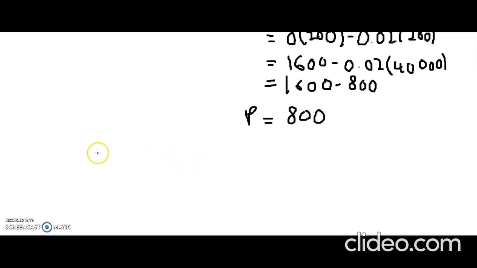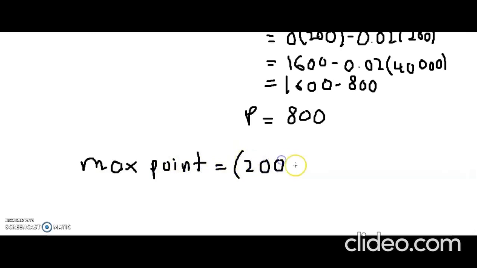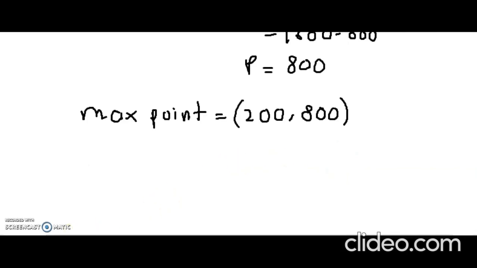So the max value, max point is 200 on the axis x and 800 on axis y. So that's all.